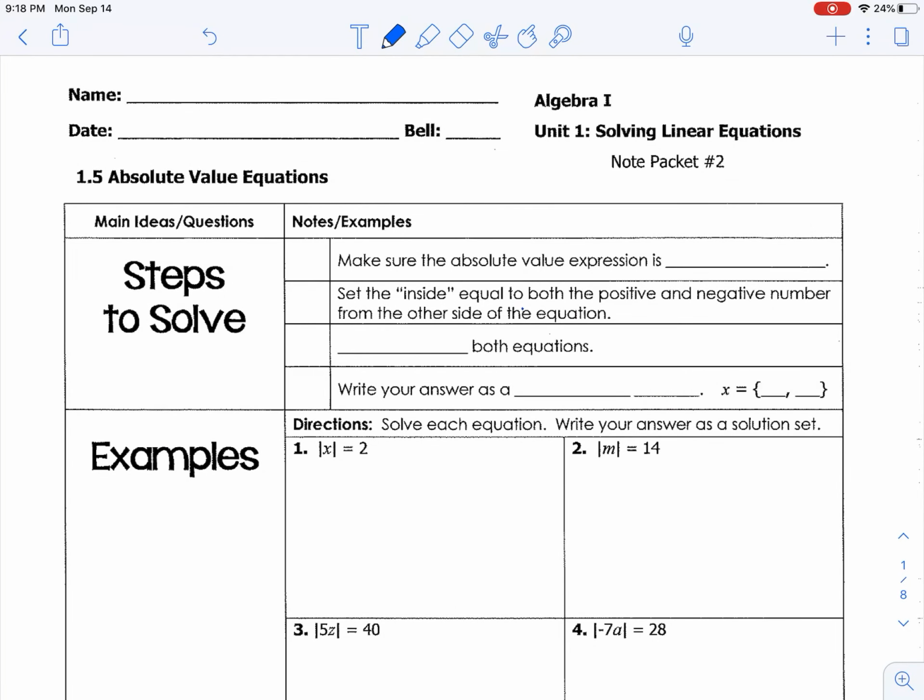So here we go. We'll try again. I recorded this lesson already, but it didn't record any sound. So make sure the absolute value.